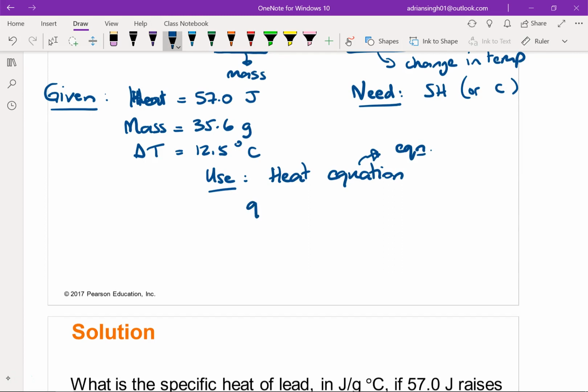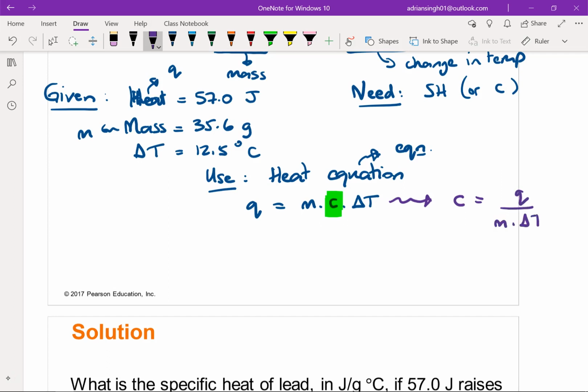So our heat equation: Q, which is the heat, is equal to M, our mass, times C, our specific heat, times delta T. We need to calculate the specific heat, or C. So if we rearrange our equation, we do a little bit of mental gymnastics on it, we end up with C being equal to, we move everything else over to the other side, you have to divide the left side by M and delta T. So we end up with Q over M times delta T.